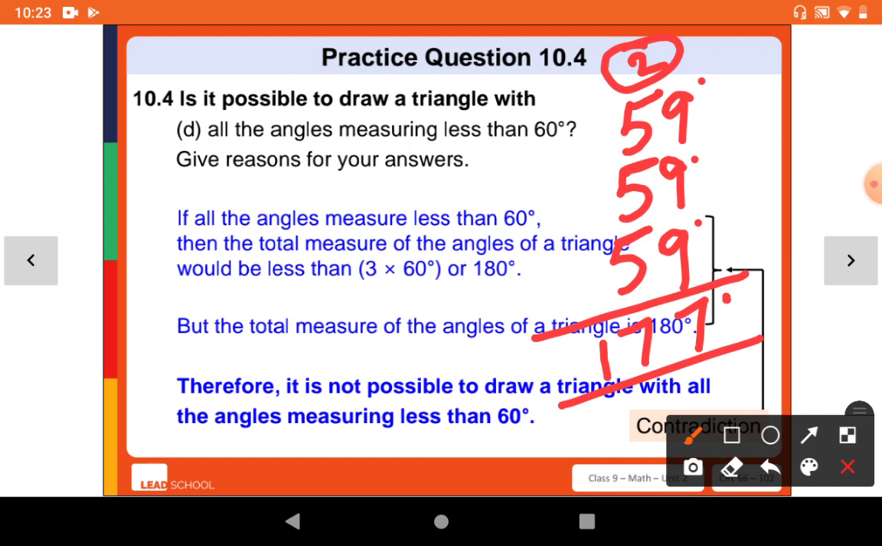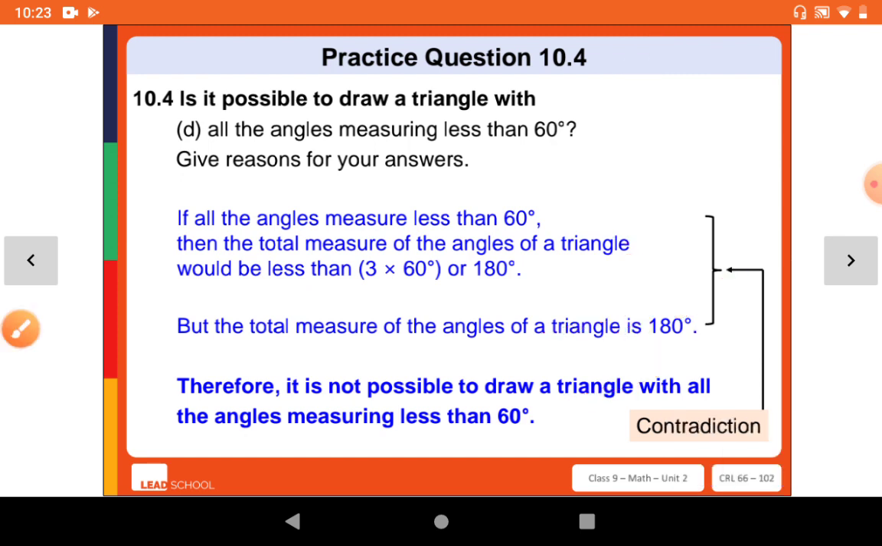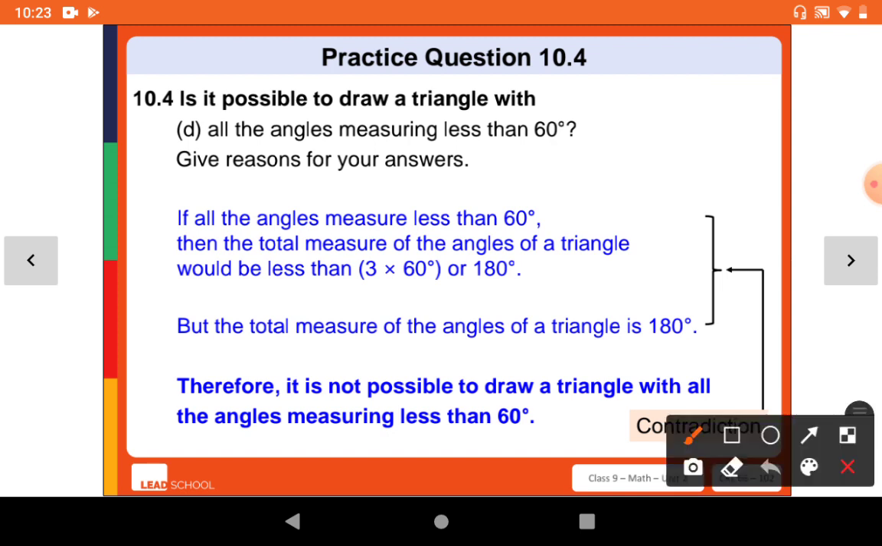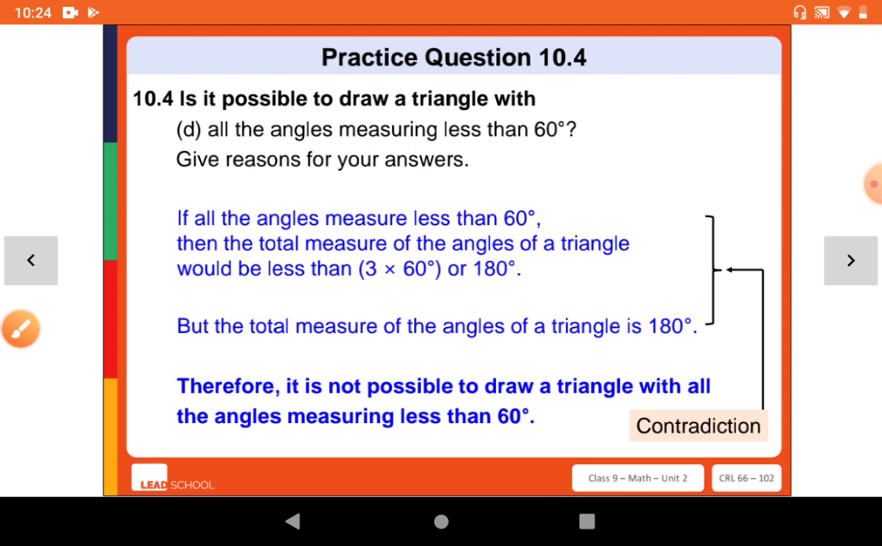Okay, it is written here, if all the angles measure less than 60 degrees then the total measure of angles of a triangle would be less than 180 degrees, but the total measure should be equal to 180 degrees, which is a contradiction. Therefore it is not possible to draw a triangle with all the angles measuring less than 60 degrees. So you can pause the video and note down the solution.